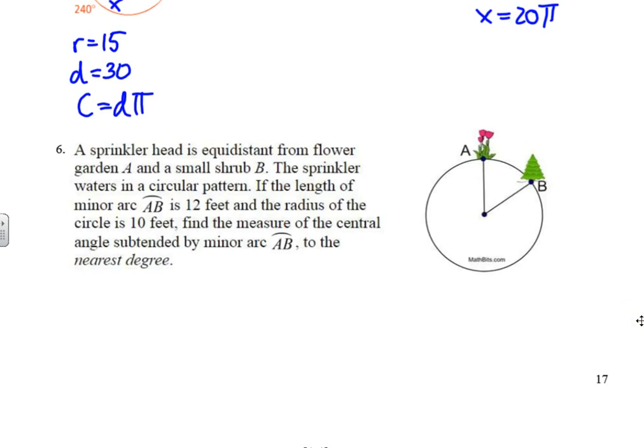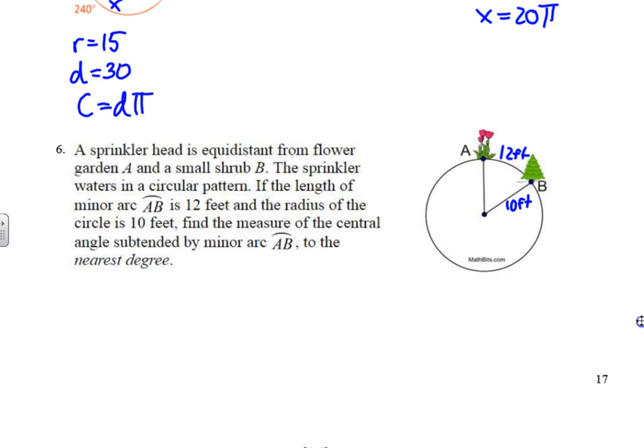So how might we apply that? A sprinkler head is equidistant from flower garden A and small shrub B. The sprinkler waters in a circular pattern. If the length of minor arc AB is 12 feet, so we've got 12 feet here, and the radius of the circle is 10 feet, find the measure of the central angle subtended by the minor arc AB.